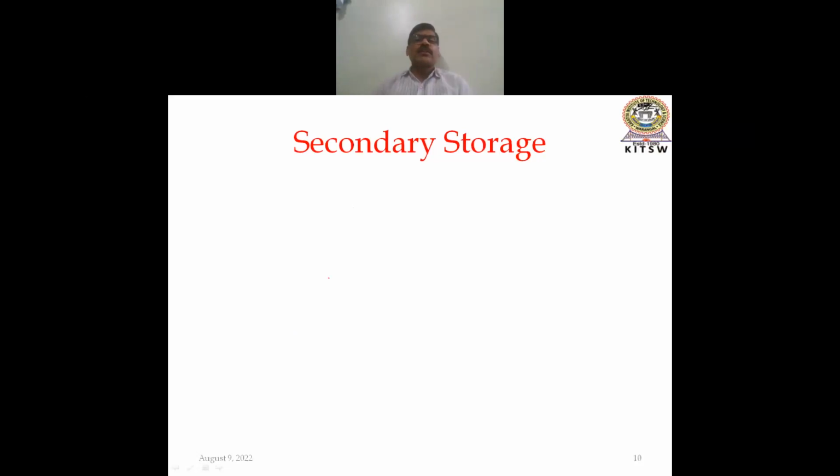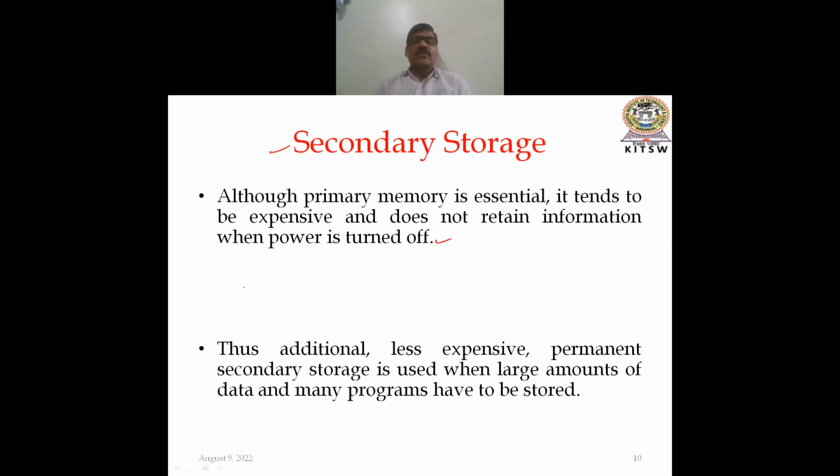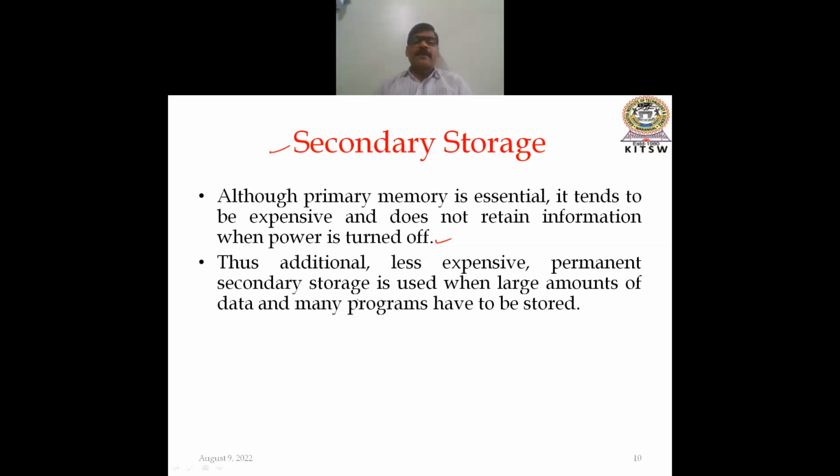Next, another important type of memory is called secondary storage. Even though the primary memory is essential in any computer system, it tends to be expensive and does not retain information when the power is turned off. When we want to store information for future purposes, we make use of secondary storage, which is a less expensive, permanent storage used for storing large amounts of data.